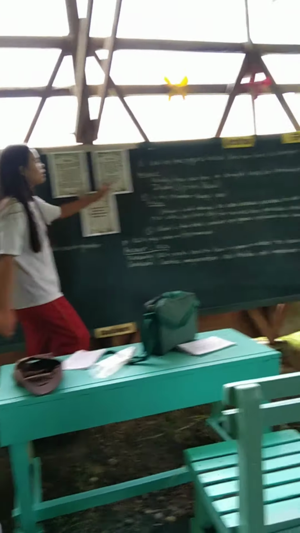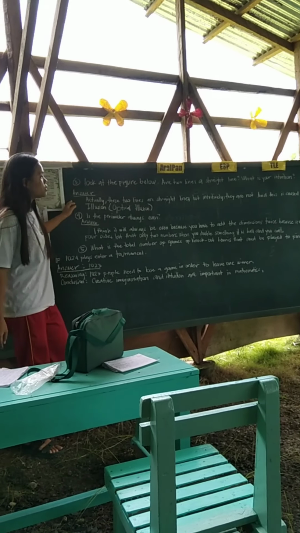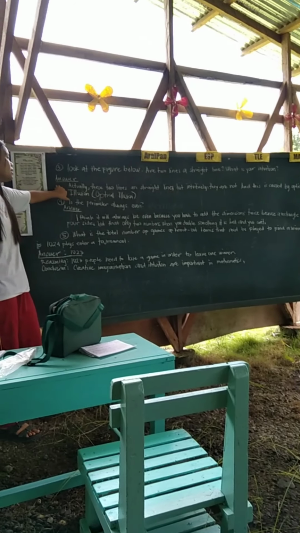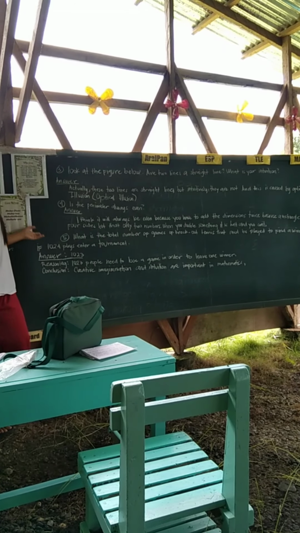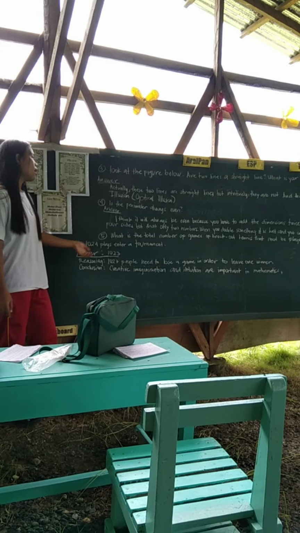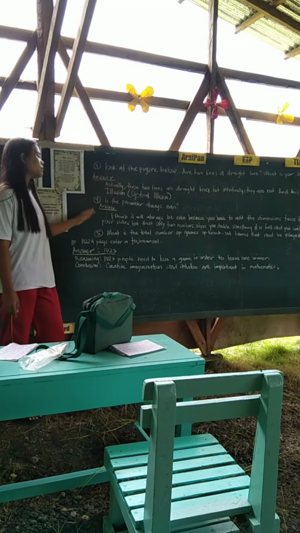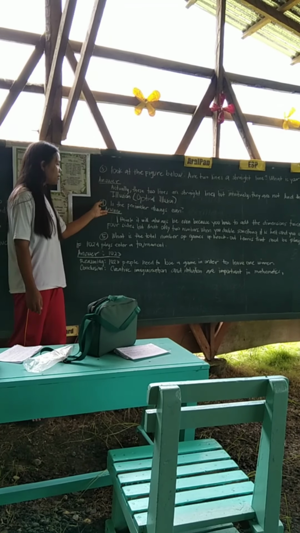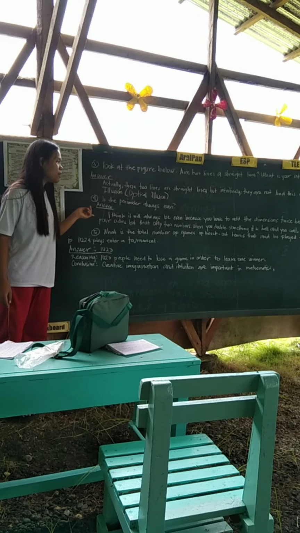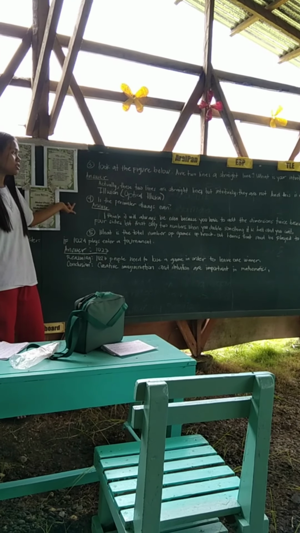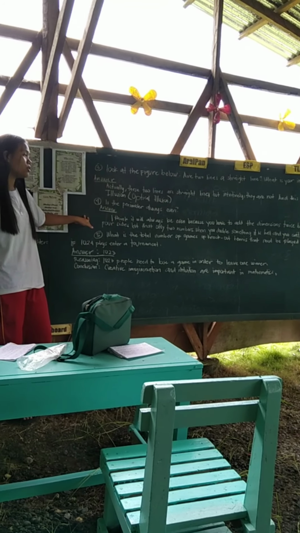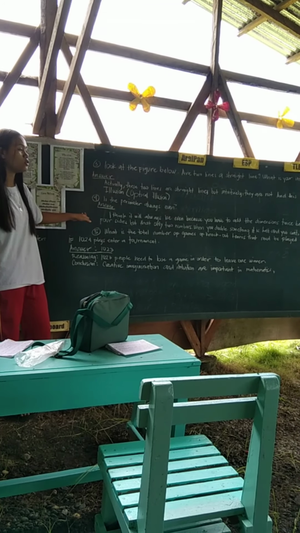Multiplication. Number 3. Look at the figure below. Are the two lines straight lines? What is your intuition? Answer: actually, these two lines are straight lines, but intuitively they are not, and this is caused by an optical illusion. Number 4. Is the perimeter always even? Answer: I think it will always be even because you have to add the dimensions twice, because a rectangle has 4 sides, but only 2 numbers are needed. When you double something, it is always even.